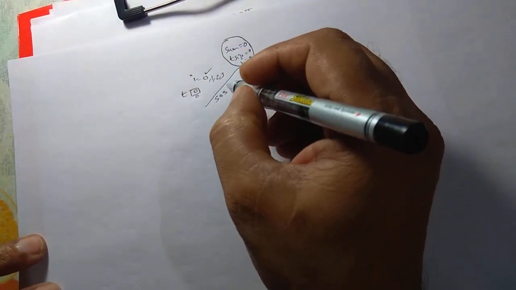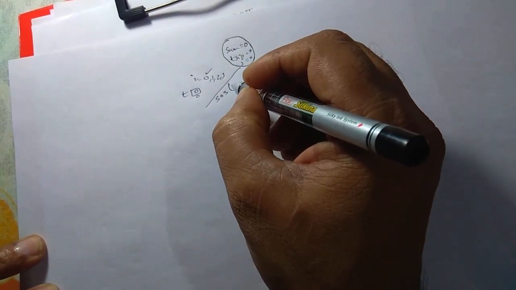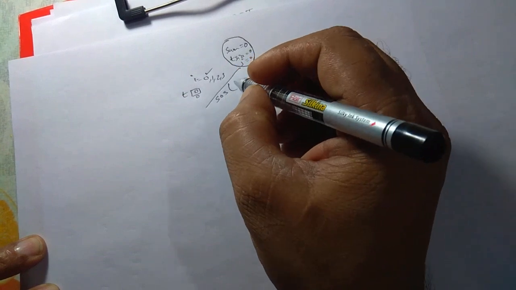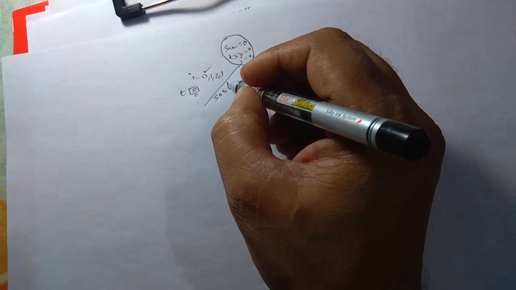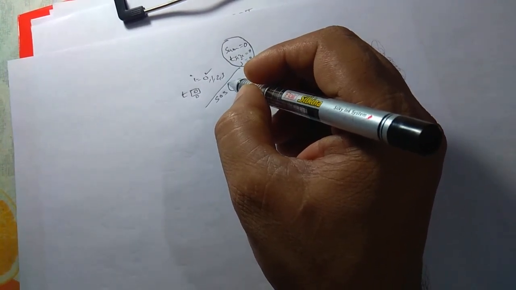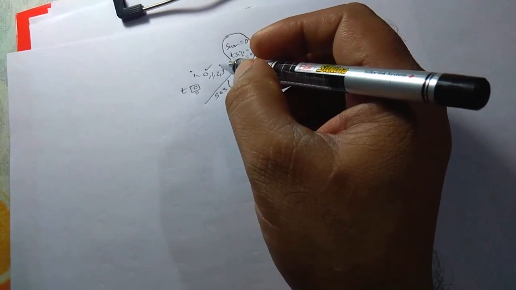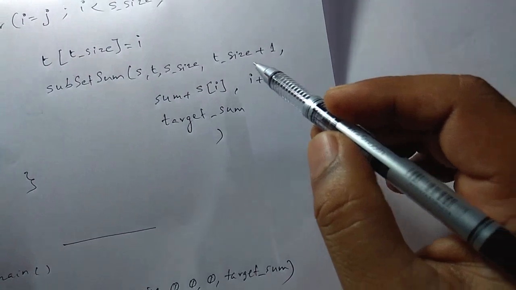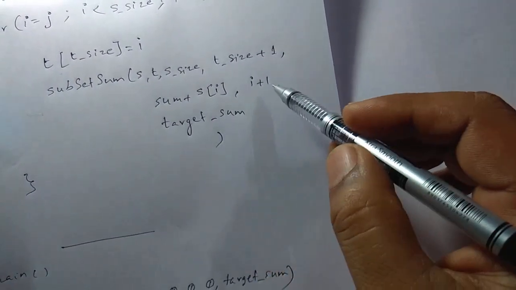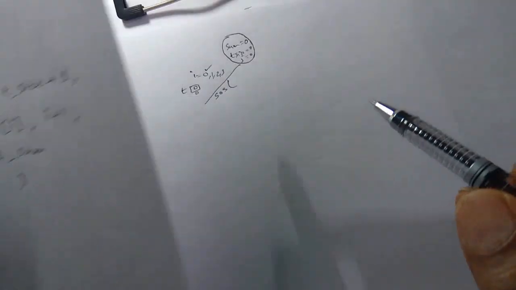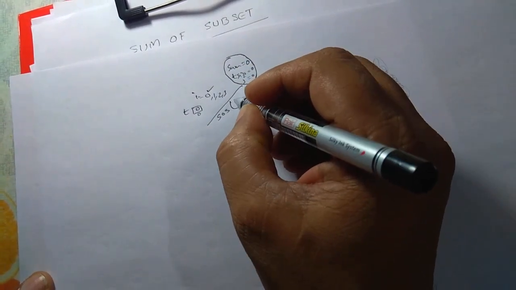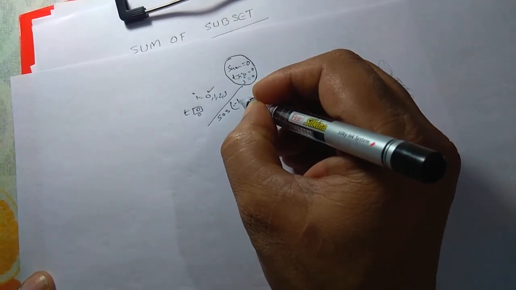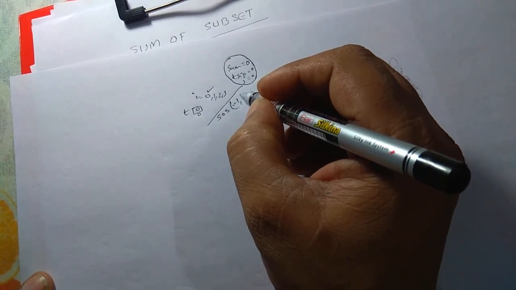It is calling sum of subset. We will record the varying part only. t size plus 1 it has to do. t size plus 1, then sum equal to sum plus s of i, i plus 1. t size is 0, so it will become 1. Sum is sum plus s of i.